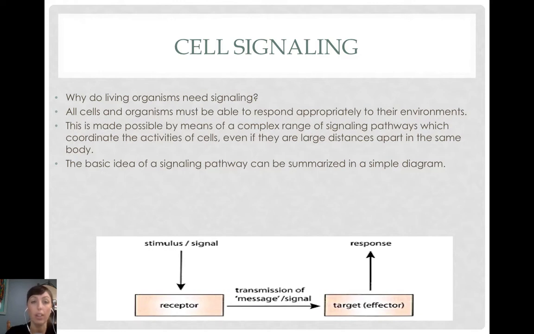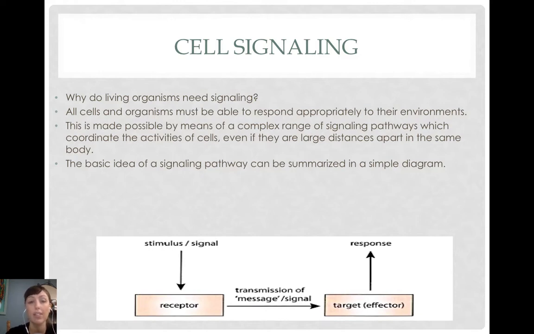All cells and organisms have to be able to respond appropriately to their environments, right? This is made possible by a whole complex range of signaling pathways, which coordinate the activities of our cells, even if they are large distances apart, but they obviously have to be in the same body. The basic idea of a signaling pathway can be summarized in a simple diagram. You have a stimulus, or a signal, like it being cold. You have a receptor, which picks up that stimulus. It transmits the message or signal to the target or effector cell, which elicits a response.